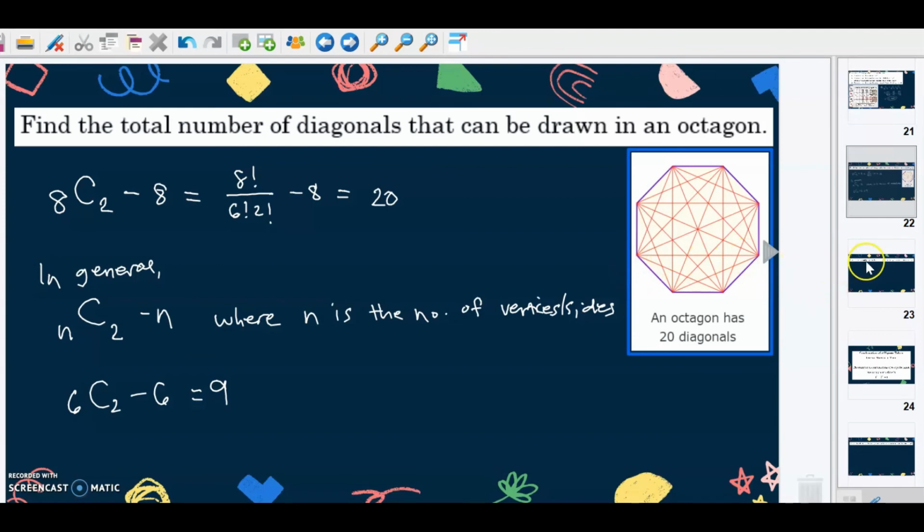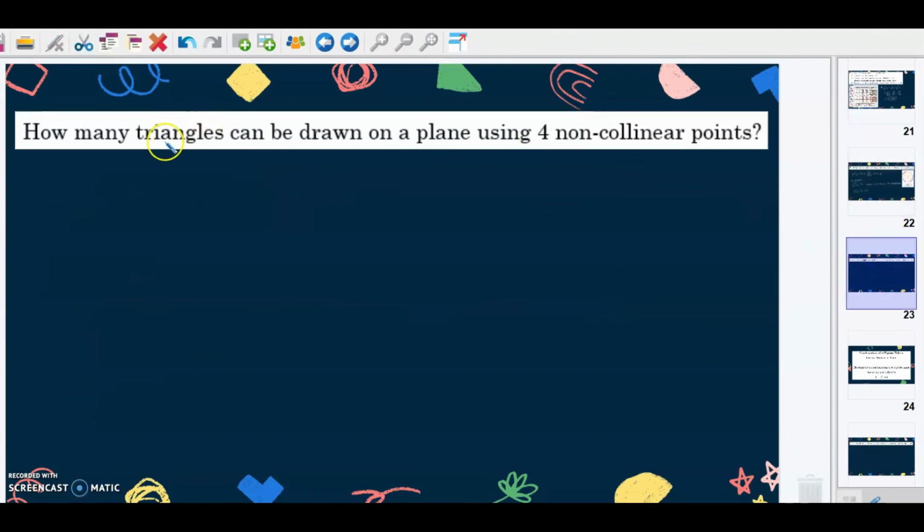So we could also apply the concept of combination not only to the number of diagonals, but also to the number of polygons that we can make out of the non-collinear points in a plane. So let's consider this problem. How many triangles can be drawn on a plane using 4 non-collinear points? Non-collinear meaning these 4 points do not lie on the same line. So how many different triangles can we form using 4 non-collinear points?